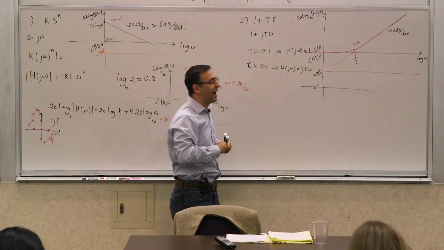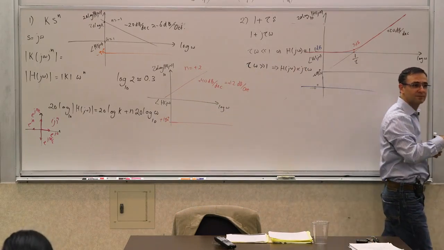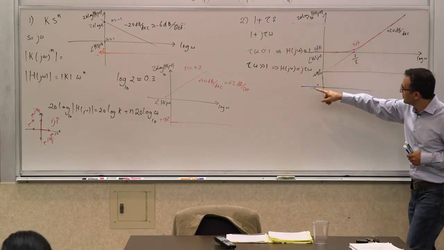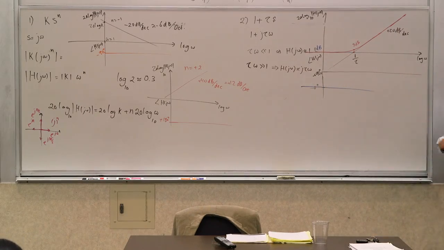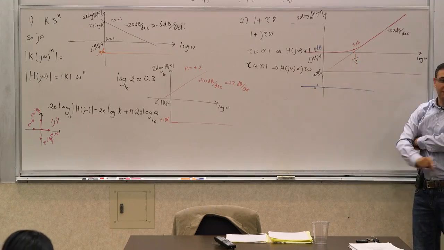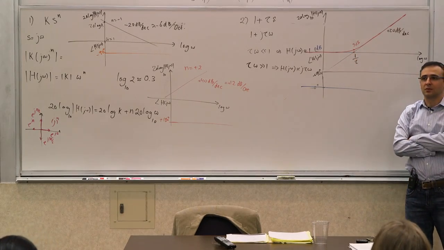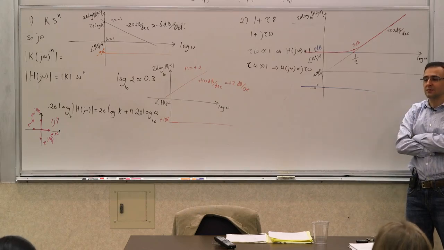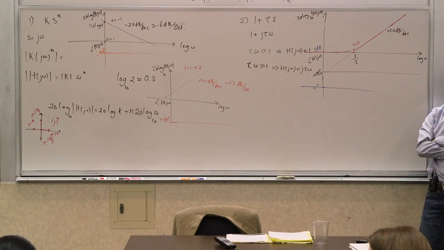The question is, how does it transition from 0 degrees to 90 degrees somehow, right? There should be some transition as you go from very low frequencies up. What is the phase at this exact frequency? This is, by the way, called the cutoff frequency, or sometimes the 3 dB frequency. Yes? 45. Exactly. Why? 1 plus j, right?